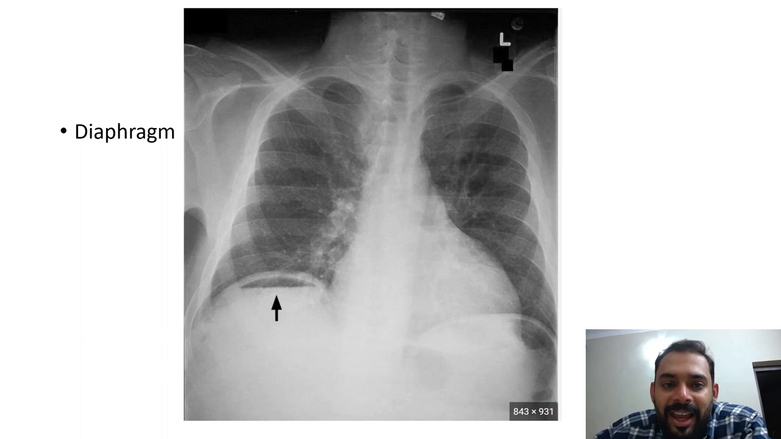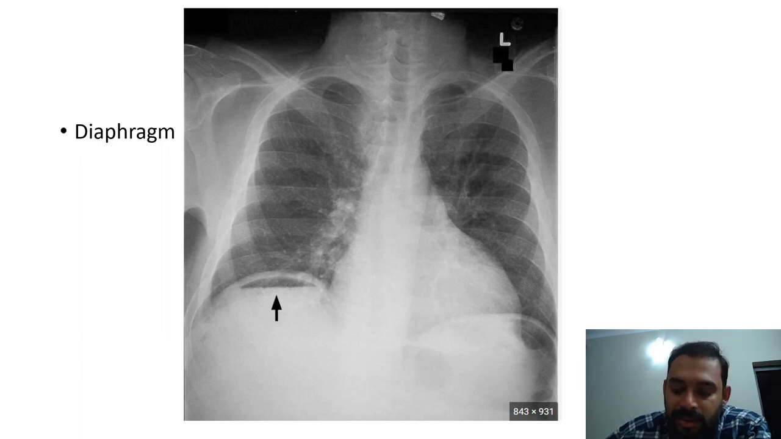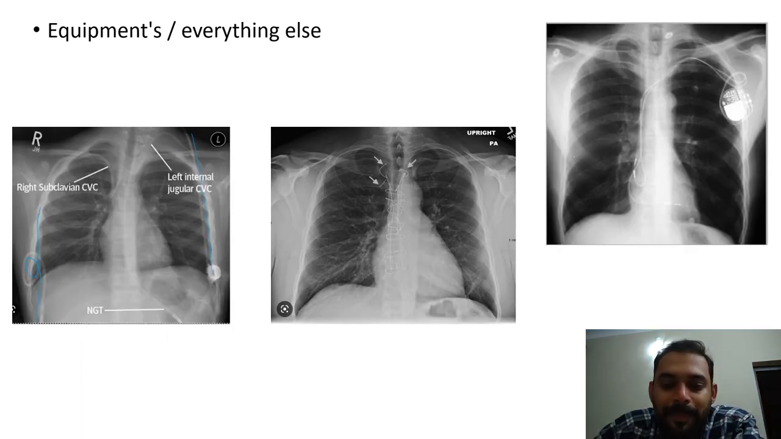Next is the diaphragm. For the diaphragm, you have to look at its continuity. Usually the right hemidiaphragm is a little bit elevated compared to the left side. And in this X-ray, you can note air under the diaphragm. This is a very important sign, and it denotes air under the diaphragm, which may be a pneumoperitoneum, which is a medical emergency.